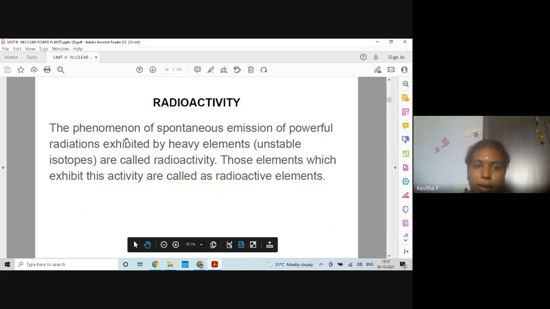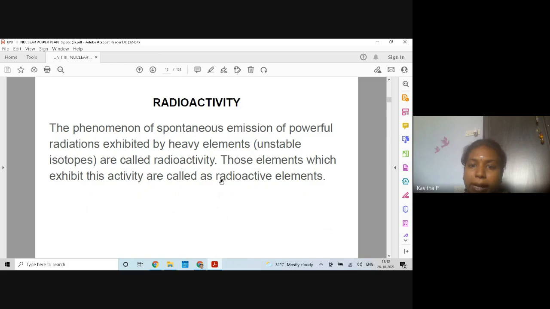Radioactivity is the phenomenon of spontaneous emission of powerful radiations by heavy elements. We know some elements like uranium, plutonium and others exhibit very heavy radiations. So they are called radioactive elements, and the radiations are called radioactive radiations. And the process of exhibiting these powerful radiations is called radioactivity.